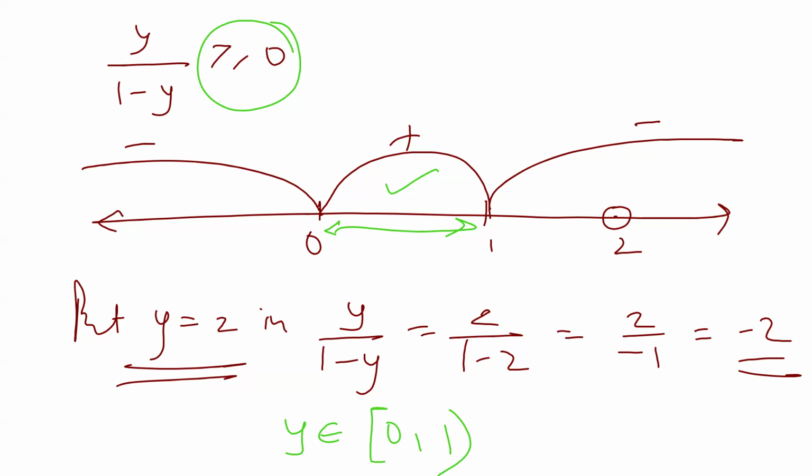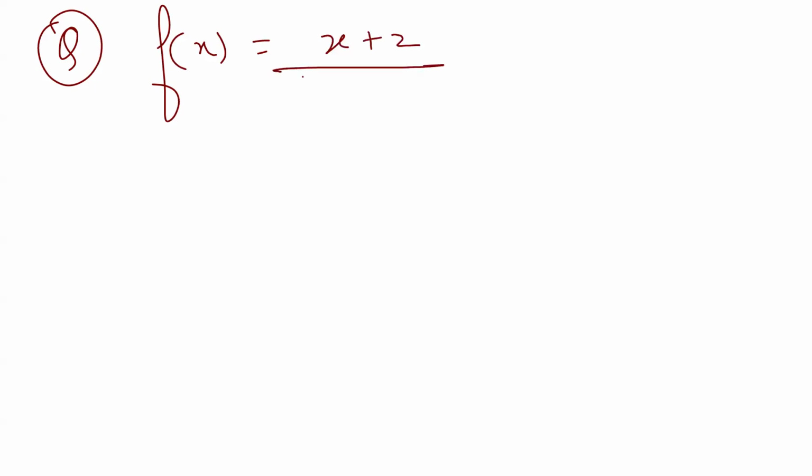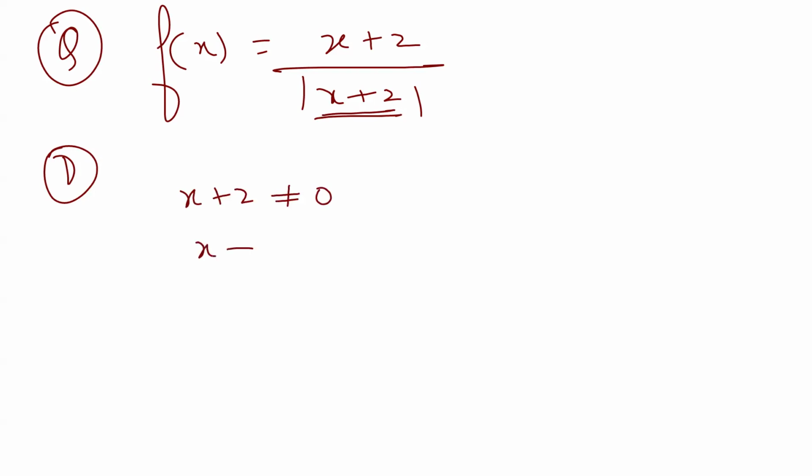Next question. f of x is equal to x plus 2 upon modulus of x plus 2, right? So domain. First of all, x plus 2, this term cannot be 0. So x cannot be minus 2, because minus 2 plus 2 will be 0 in the denominator. Modulus of 0 is also 0. So 0 in the denominator indicates that it will be not defined. So x will be any real value except minus 2.